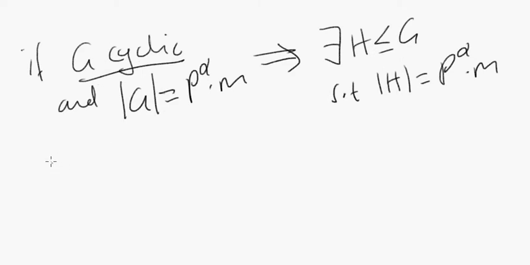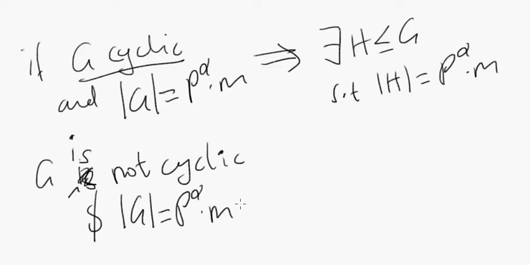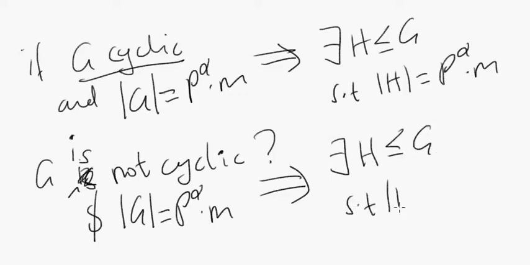Doesn't it mean that all we need to think about is the case when G is not cyclic? This is supposed to be an S, by the way. The case when G is not cyclic and the order of G equals p to the alpha times m. Does that imply that there exists some subgroup H of G such that the order of H equals p to the alpha? Suppose we're able to prove this second implication. Would that have completed our proof?